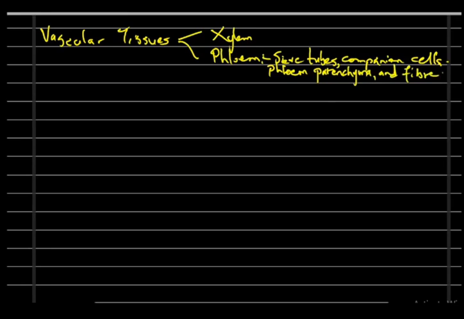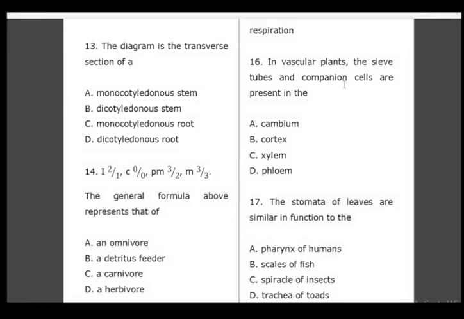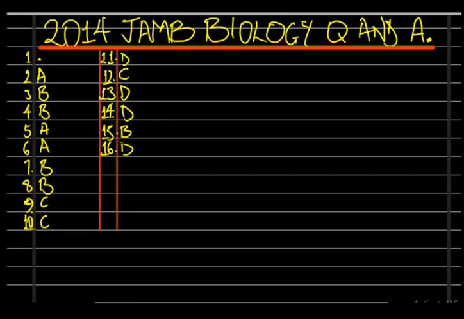So all of these are structures that are found in the phloem. So that is where the answer to this question here lies. In vascular plants, the sieve tubes and companion cells are present in the phloem. That is option D. Question 16. And then we have question 17.